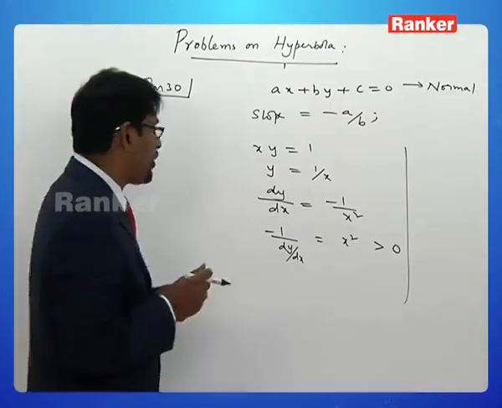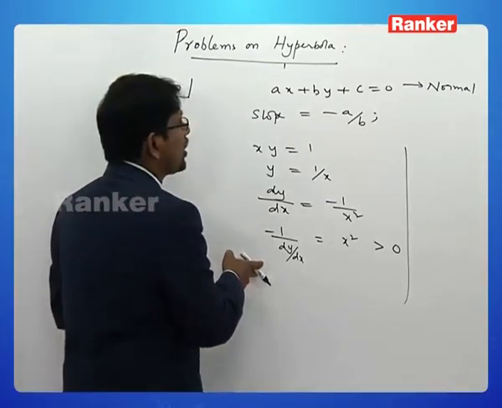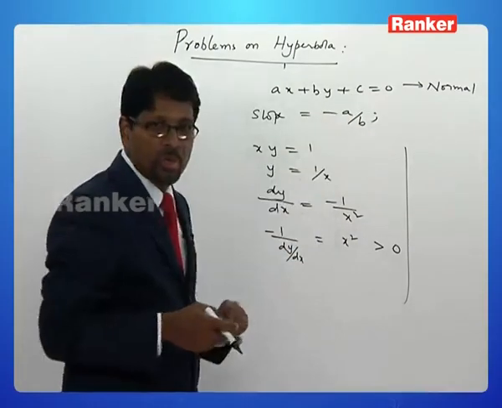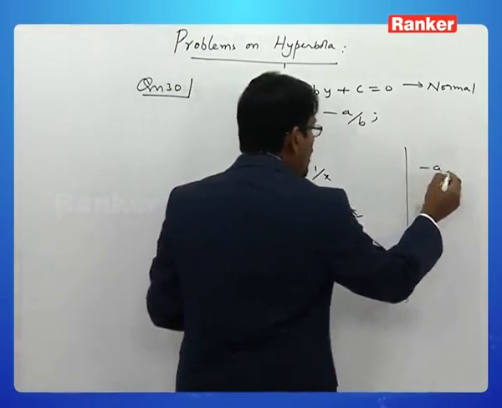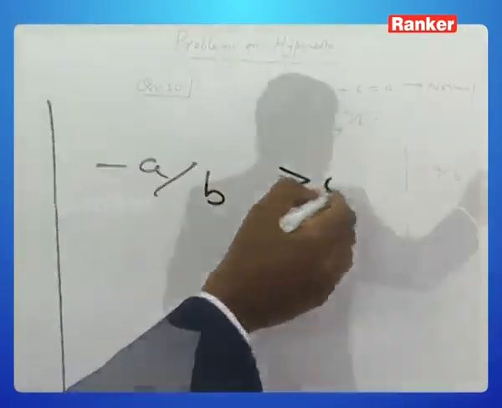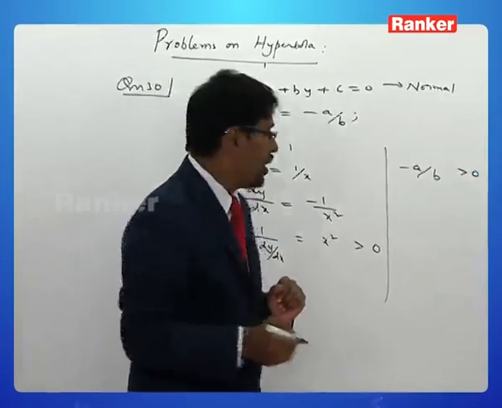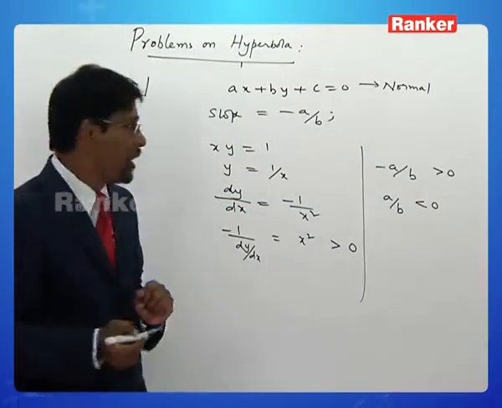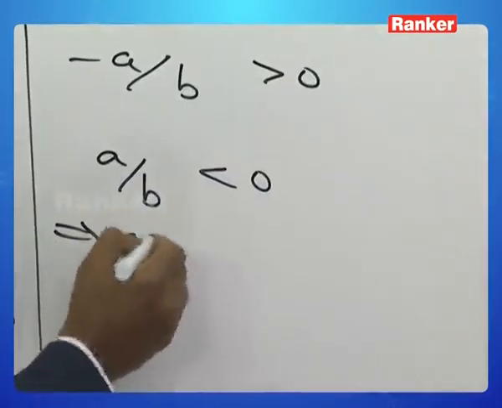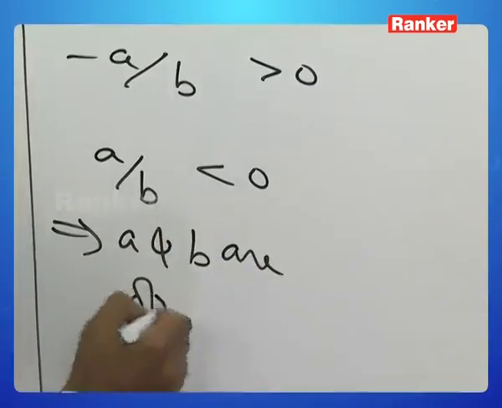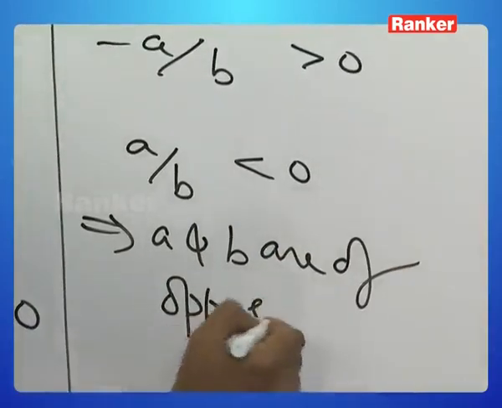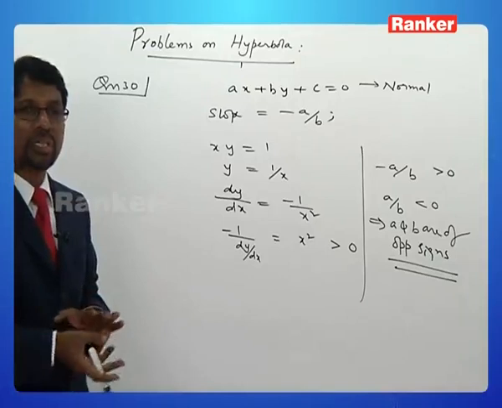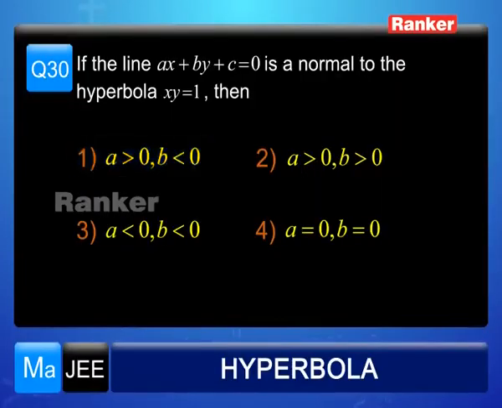So what should we have here? It means that minus a by b, if this has to be the normal, minus a by b has to be positive. That means a by b must be negative. So a and b must be of opposite sign. This implies a and b are of opposite sign. So that is appearing only in option 1. Therefore, option 1 is the right answer.